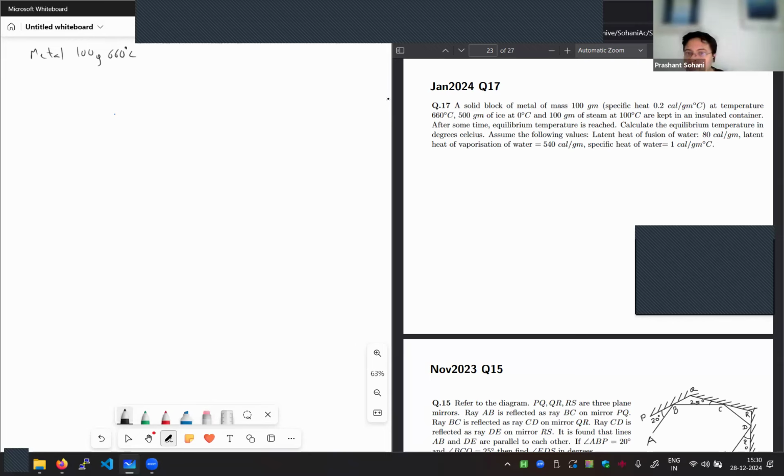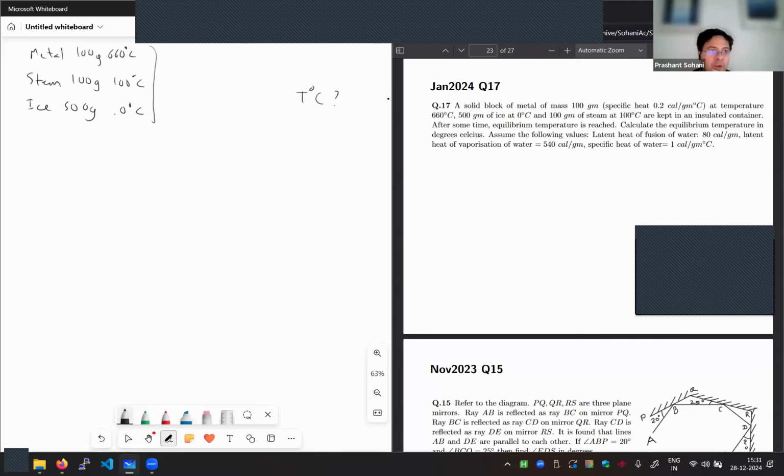And we also have in the same container steam of 100 grams at 100 degrees Celsius, and 500 grams of ice at 0 degrees Celsius. Okay, so this is what you have initially. And after some time, equilibrium is reached. So equilibrium means all the substances will come to some common temperature T, which we don't know.